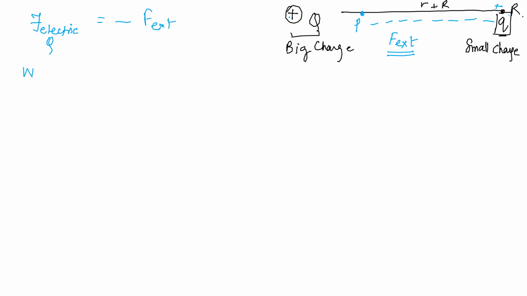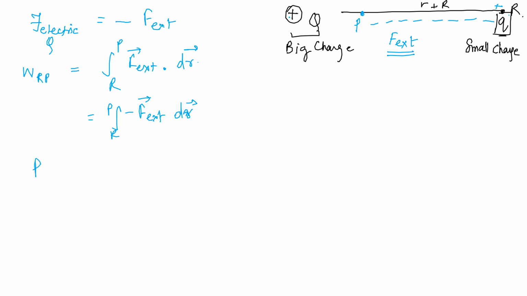The work done to bring the charge from R to P will be given as W_RP equals the integral from R to P of F external into dr. The work done is against the repulsive force. Here r and force are both vector quantities.